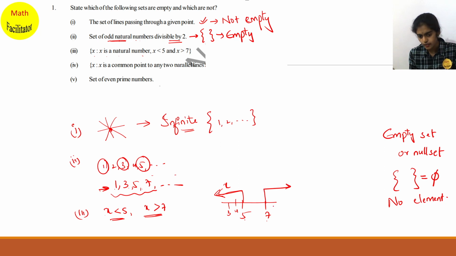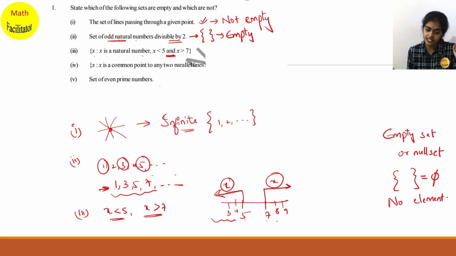Okay, that means you have numbers here 7, 8, 9, all these numbers are greater than 7. So here, in the question, you have an 'and' condition. 'And' condition means that this x should satisfy both the conditions. On one side you are saying that x should be less than 5, which means you get these numbers. The other side you are saying that x should also be greater than 7, which means you are getting these numbers 8, 9 and so on.